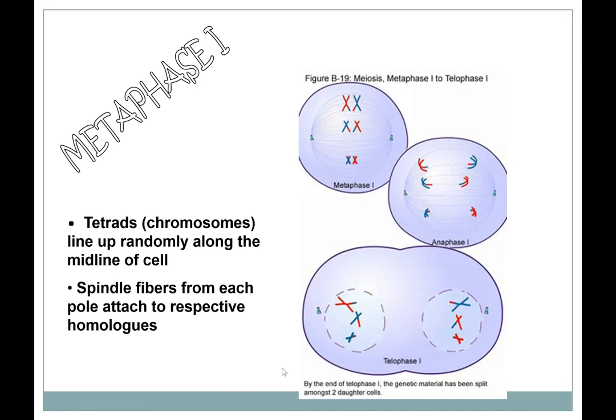Next is metaphase one. The chromosomes line up randomly along the middle of the cell, meaning not all of mom's chromosomes are on one side and not all of dad's chromosomes are on the other. They line up randomly. There is no order here. And again, that's another way to encourage genetic variability. Spindle fibers attach from each pole to the homolog. So again, you can see those spindle fibers starting to attach so that they can pull those chromosomes apart.